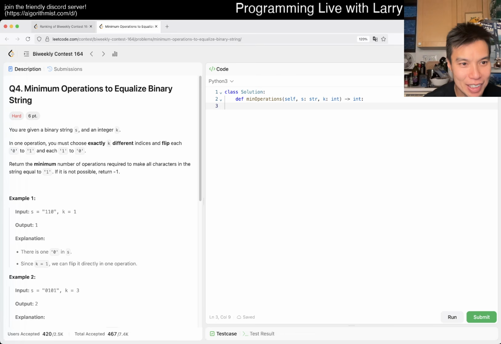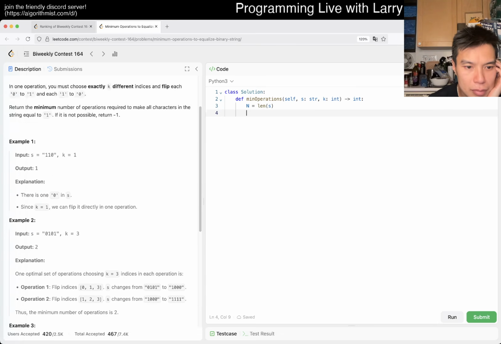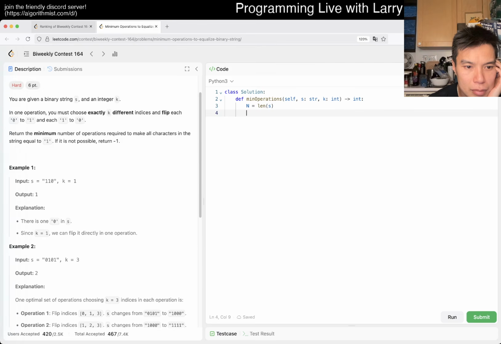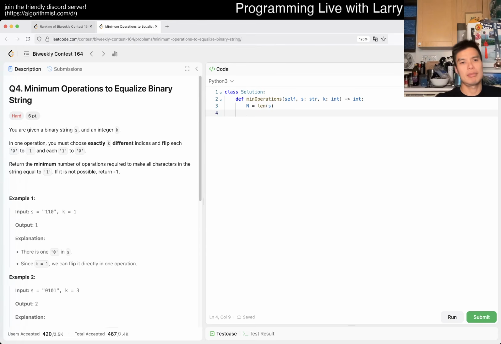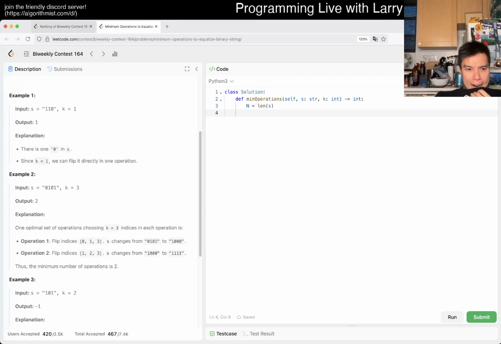Binary string S and an integer K. In one operation, you choose exactly K different indexes and flip 0 to 1 and 1 to 0. Okay, so we flip K random string. Minimum operations to make all characters in the string equal to 1, or -1 if not possible. I guess N is big, otherwise it's not interesting. You would choose any index. Why is this hard? I'm trying to think. I don't get it.